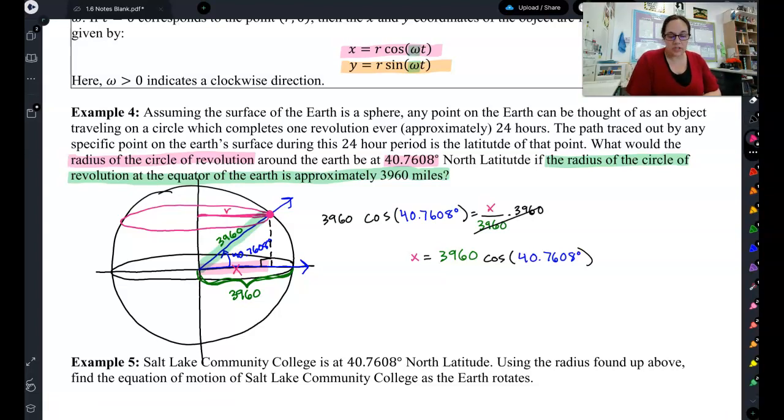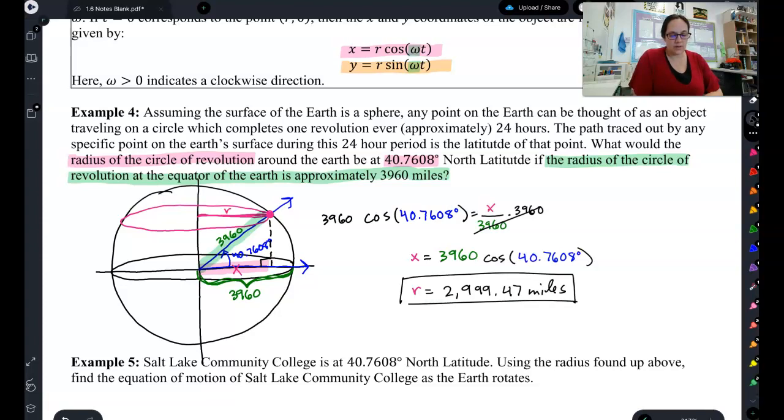Now, one other thing to note here is, remember, we said that this x value is the same thing as this r value. So I'm going to change x to r, because I said they were the same. And now I've found the radius of this little circle of revolution. So if you put that into your calculator, you should get 2,999.47 miles. So that is the radius of this little circle of revolution as it goes around the Earth. It rotates around the Earth every day.